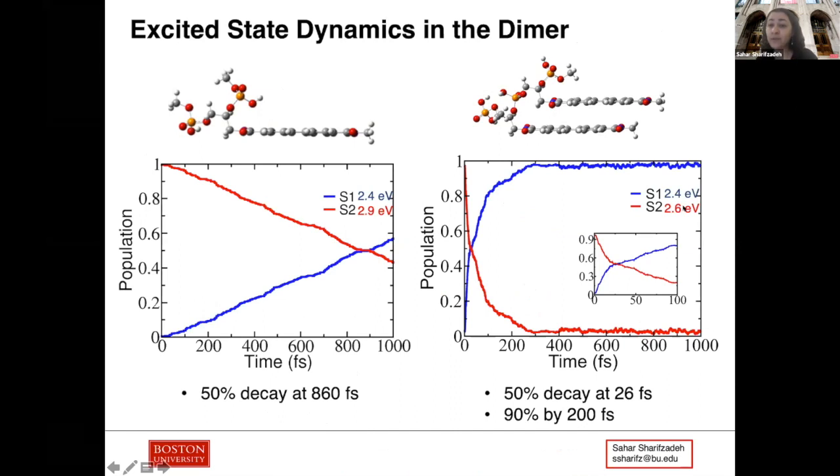Now if we look at the dimer, and we excite again to the second excited state, which is much closer in energy to the first because we now have coupling of two molecules, we see a much faster decay from the second excited state to the first. We see two different timescales: a really rapid one where 50% of the excited state decays at about 26 femtoseconds, and a slower one where about 90% of the decay happens by 200 femtoseconds. These timescales are definitely faster than for the monomer, but this is partially due to the energy being closer between the second and first excited states here.